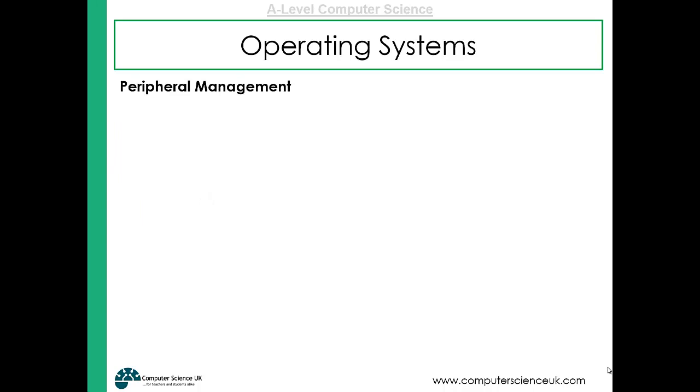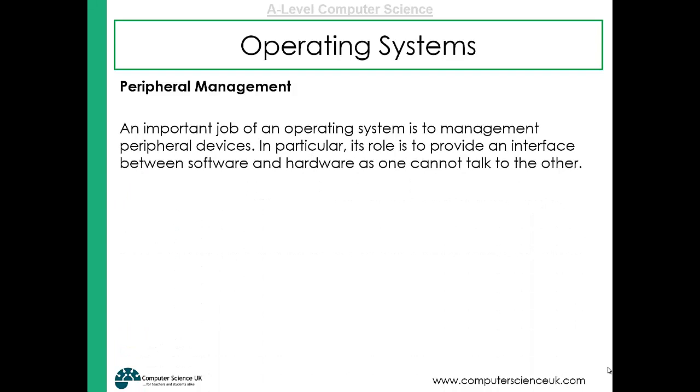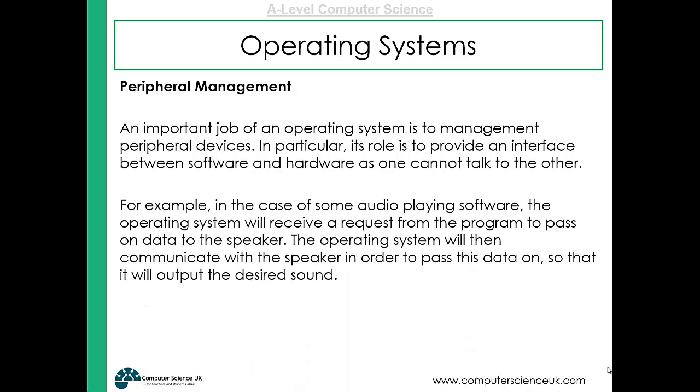Okay, so another job that the operating system does is peripheral management. So when we're talking about peripheral devices, we're talking about devices that are connected to the computer. They're not necessarily actual part of the computer itself, they're connected to it. So its role is to provide an interface between the software and hardware, as one can't talk to each other, and we heard that earlier.